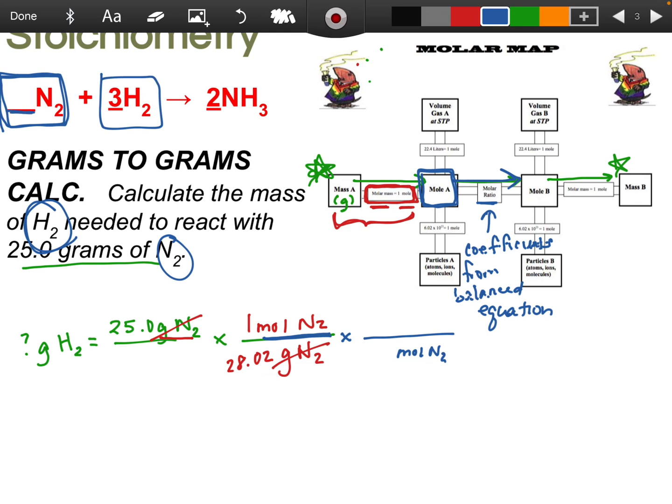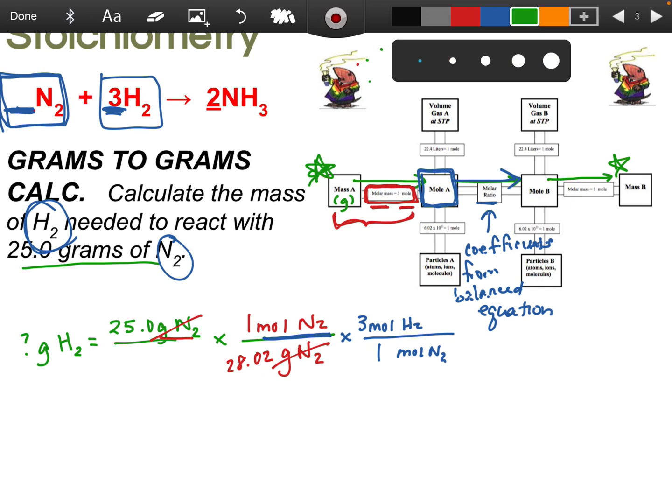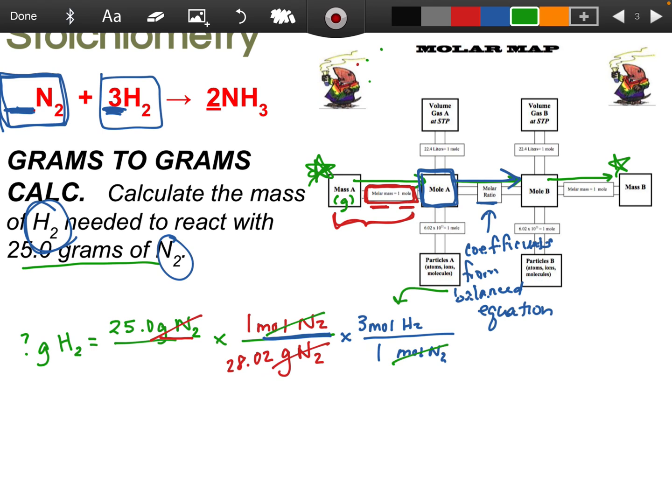Moles of N2 goes on the bottom of the chart. If there's no coefficient, it's assumed that it's 1. And moles of H2 would go on top, and we have 3 moles of H2. So that is your mole ratio from the balanced equation. Moles of N2 cancels out.